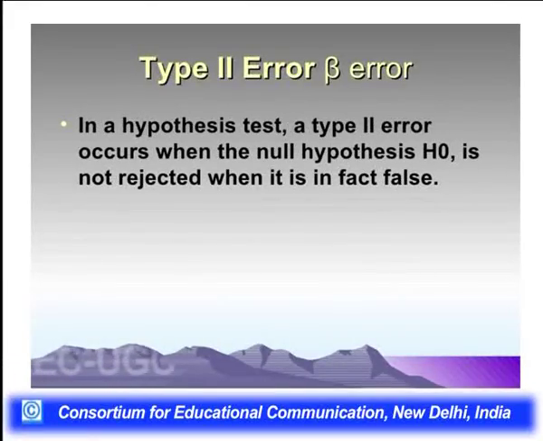Now we have the second type of error in front of the screen. We call it a type 2 error. In a hypothesis test, a type 2 error occurs when the null hypothesis is not rejected, when it is in fact false. So this is also very serious, but type 1 error is more serious compared to type 2 error. We give you an example here.